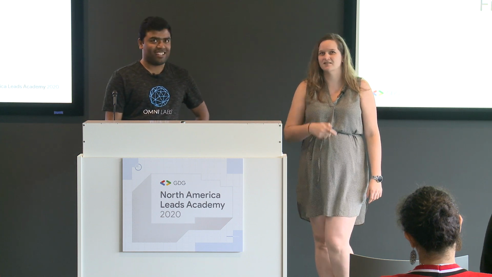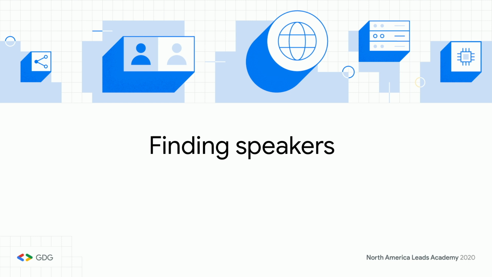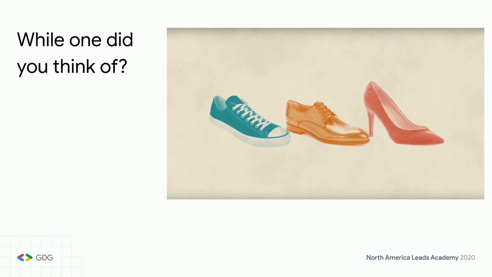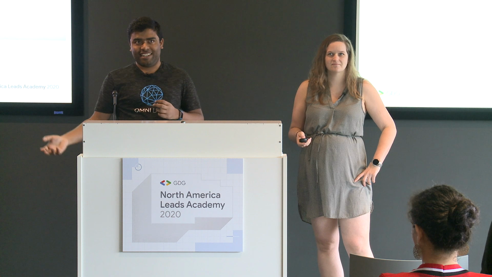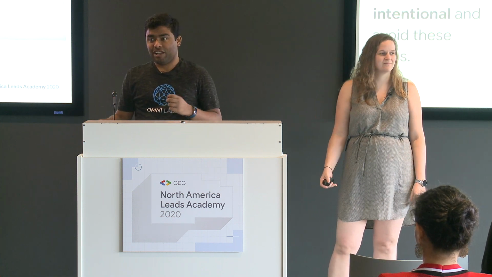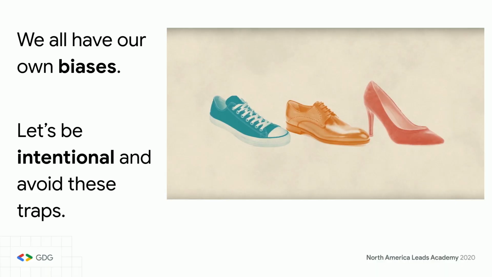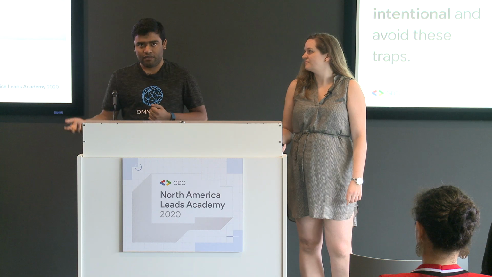Now, next up, finding speakers. Before we do that, picture a shoe. Which one did you think of? Leftmost, center one, the rightmost. We all have biases, right? So we all thought about a different shoe. We all have our own biases. Let's do a good job at intentionally being aware of those biases and circumventing them when we are doing any of these things, any of these events.